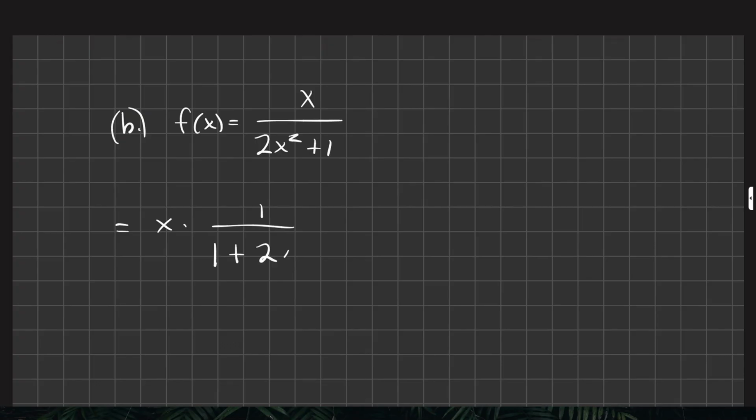Okay, let's look at part B, which is f of x equals x over 2x squared plus 1. So a little bit more involved, but not too bad. So we'll just write this as x times 1 over, let's rearrange this just so it looks more like the form we want. All right, hopefully everybody can agree that this is equivalent. Now we can actually write this as x times 1 over 1 minus 2x squared. That way we're in the form of 1 over 1 minus x.